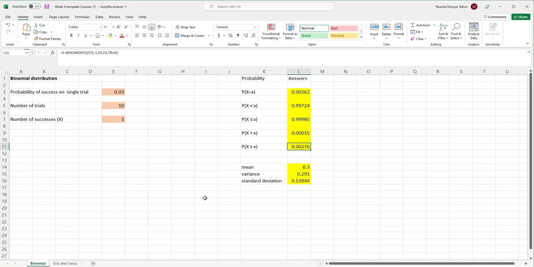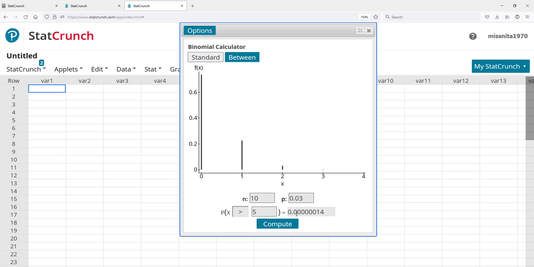When I do it in my Excel file, I'll put 5 here, and then I want the one that says greater than, that's this here, and it's this answer here. As you can see, it says 1.4e to the negative 7. What that means is you move your decimal over 7 places to the left, and you'll get the long number that we got here in StatCrunch. It's the same answer, but they just do it as a shortcut.